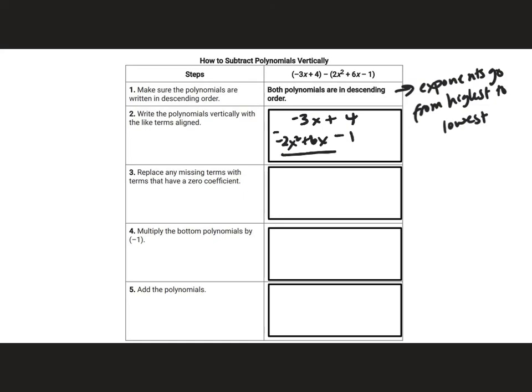And so all of my like terms are combined, or not combined, but they're stacked on top of each other. Now I'm going to replace any missing terms with terms that have a 0 coefficient. So I'm going to put a 0 coefficient right over here. So I'm going to put 0x squared minus 3x plus 4 minus negative 2x squared plus 6x minus 1. Right, just like how we did in our previous problem.